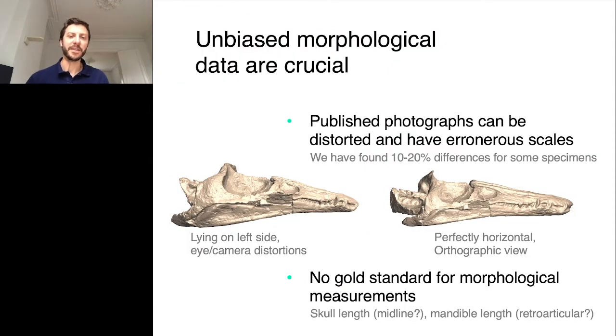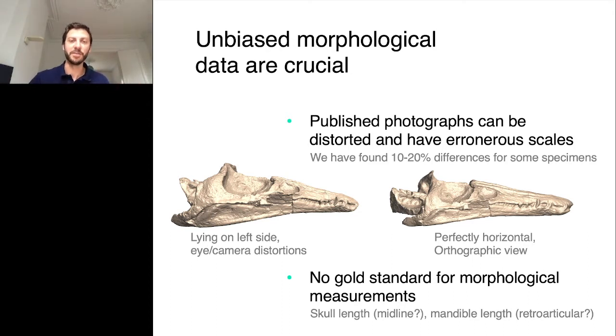It's not just fancy, right? It's important because having what I call unbiased morphological data is really crucial. What we have found is that sometimes what is published in papers or in figures actually is erroneous. Sometimes you do have a strange angle to take the photograph. The scale bars are not correct as well.